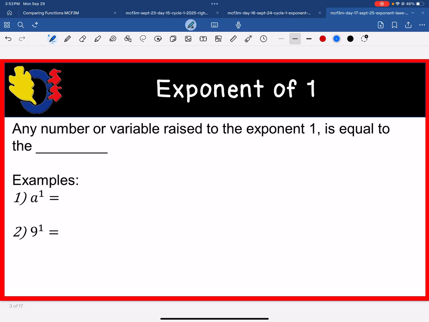All right, so let's fill in the blank here. Any number or variable raised to the exponent 1 is equal to whatever the base is. So example 1, a to the exponent 1, the base is a, so the answer is a. 9 to the exponent 1, the base is 9, so the answer is 9.